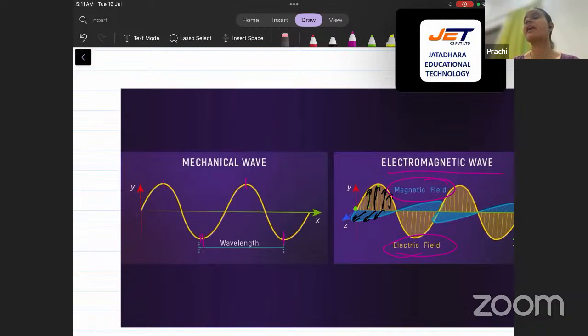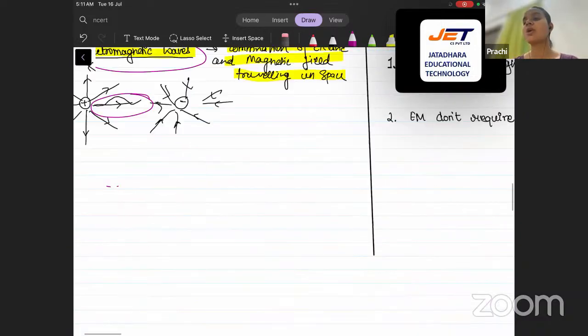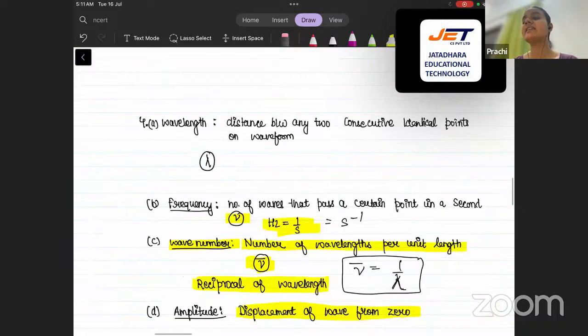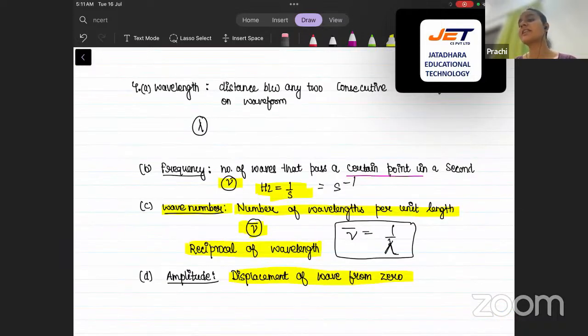And then we learned what is frequency. So how do we define frequency? So frequency can be defined as the number of waves that pass a certain point in a given second. So the unit of frequency will be hertz, and this is denoted by the symbol nu, whereas your wavelength will be denoted by the symbol lambda. And then we saw that the reciprocal of the wavelength is the wave number.